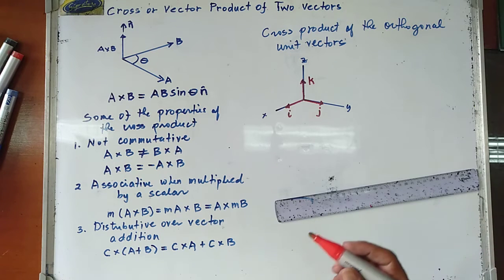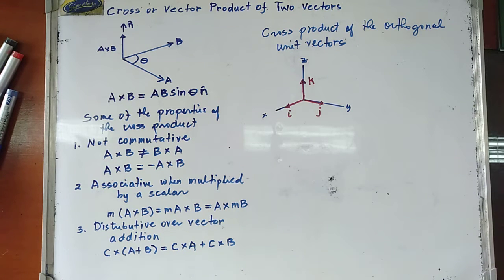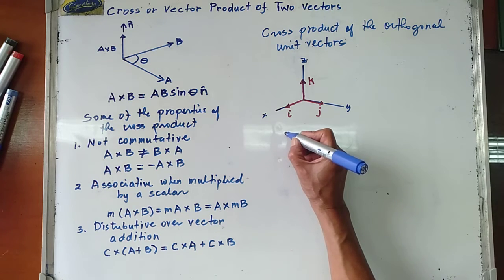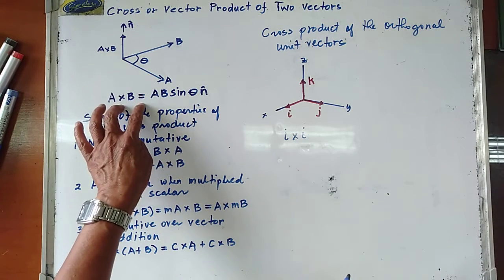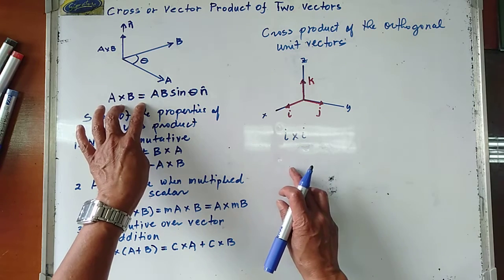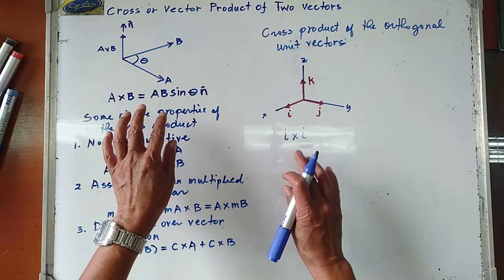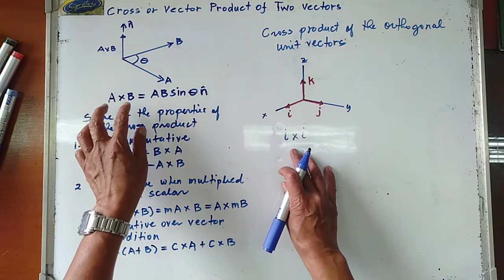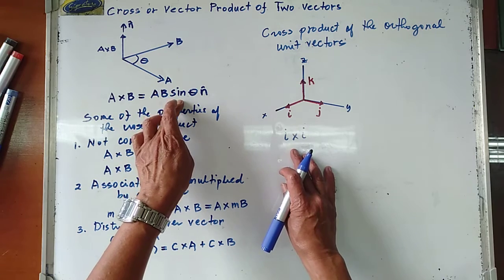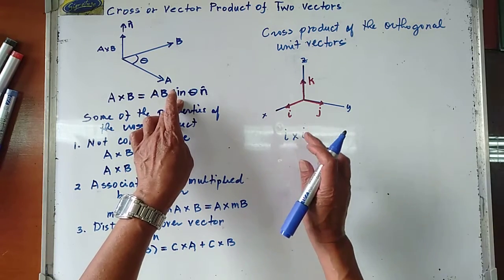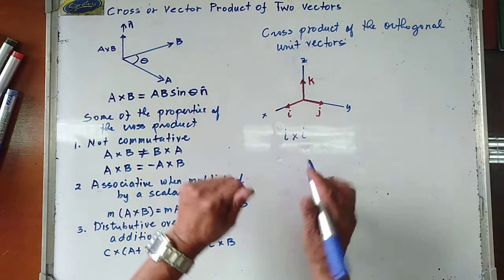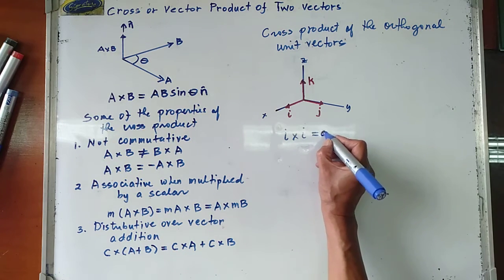Now, how are we going to determine the cross product of an orthogonal unit vector by itself? If you get I cross I, from the definition of the cross product, it is equal to the product of the magnitudes of the two vectors by the sine of their included angle. And the sine of the included angle of a vector crossed with itself is sine of zero, which is equal to zero. Therefore, I cross I is equal to zero.